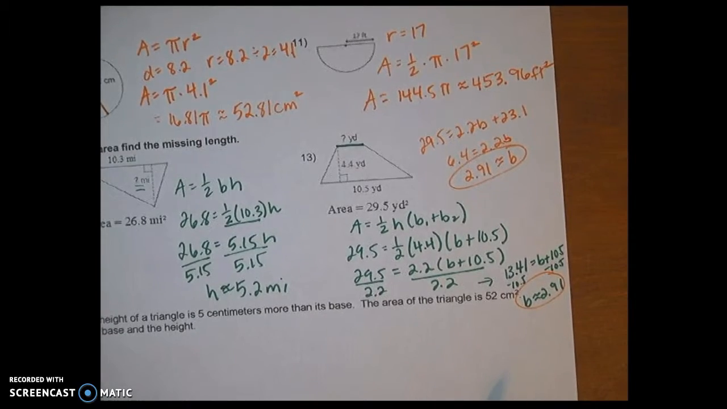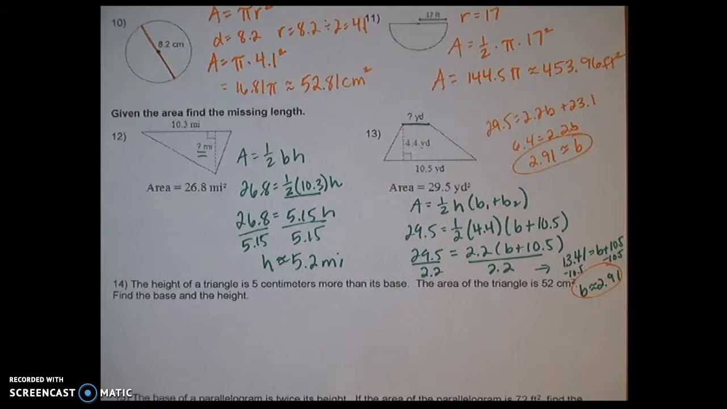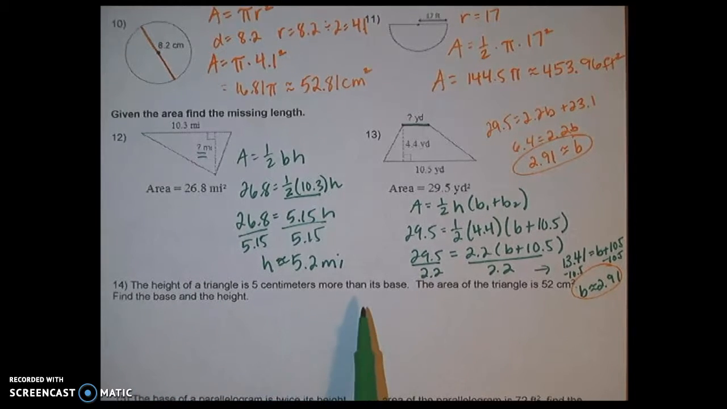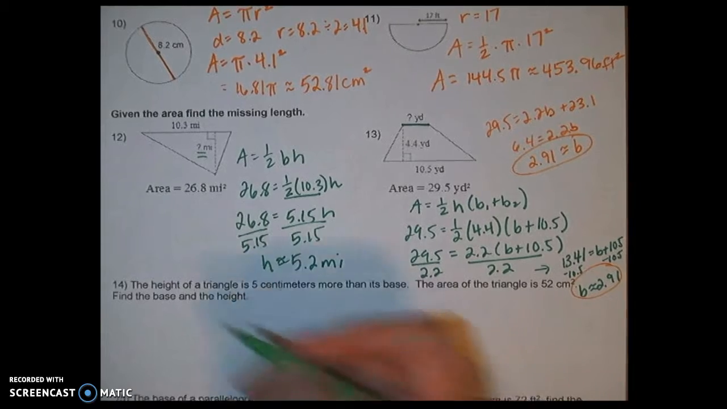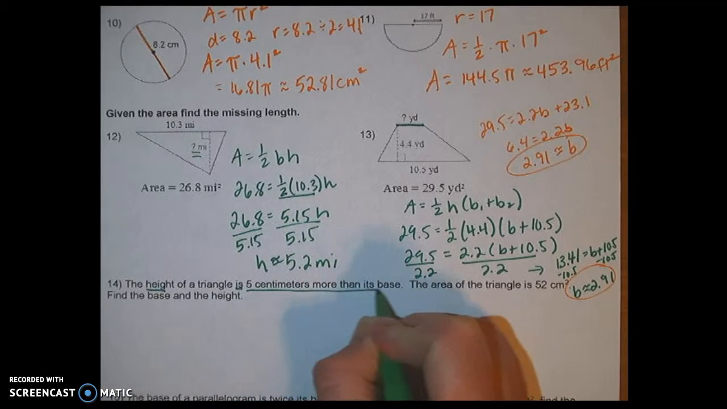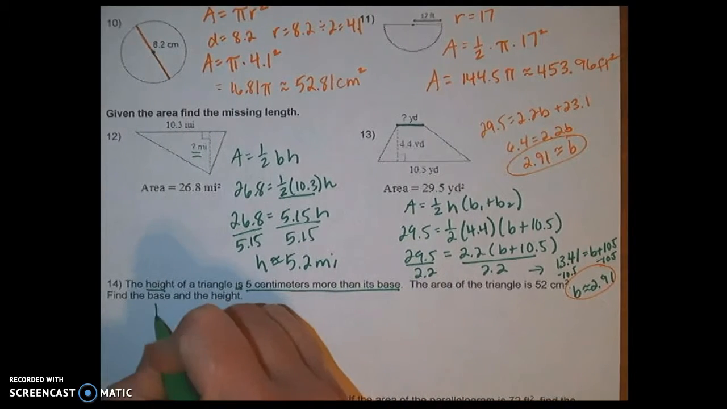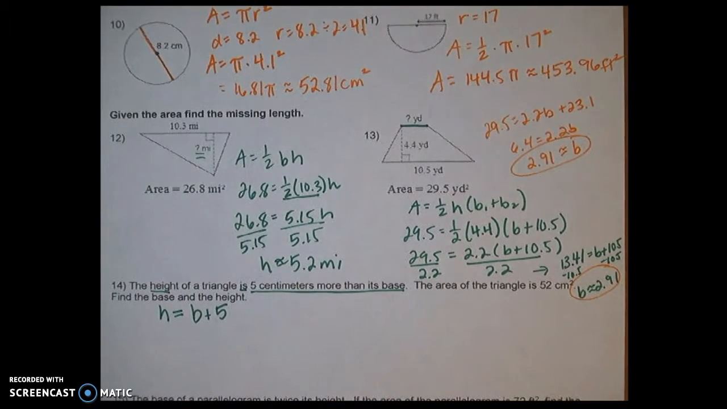In question number 14, it says the height of the triangle is 5 centimeters more than its base. The area of the triangle is 52 centimeters squared. Find the base and the height. So I have to look at this as, all right, what do I know about the base? What do I know about the height? It tells me the height is 5 centimeters more than its base. So that tells me height is 5 more than its base, so b plus 5.